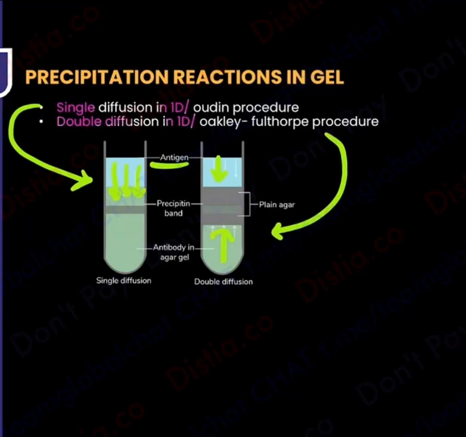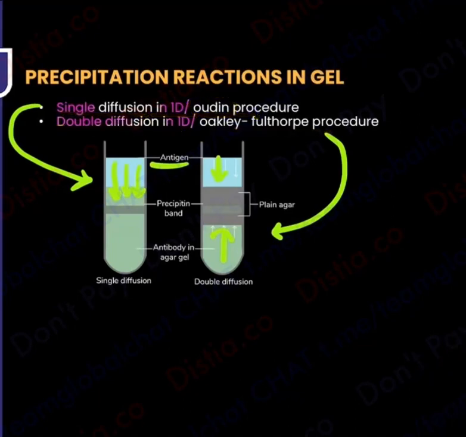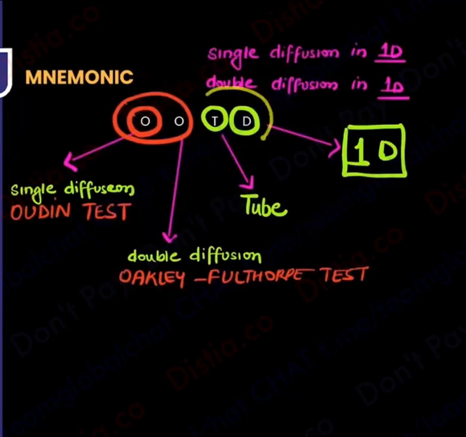In case you don't want to put so much logic into it, Auden sounds like ek din. Everything is ek. One diffusion, one dimension, one day. So that is Auden, and the other one becomes double diffusion in one dimension. So now you're done with the one dimension. You're done with the test tube part. So now whatever is left is going to be the two dimension, meaning the slide part.